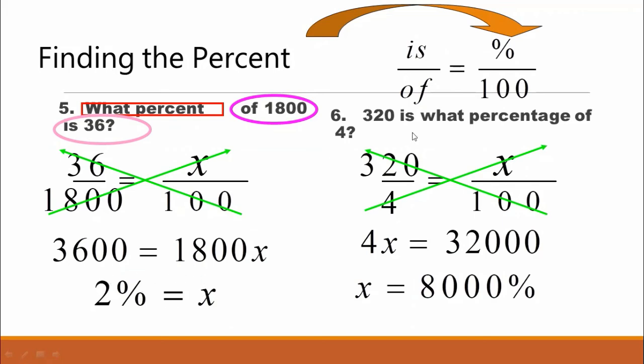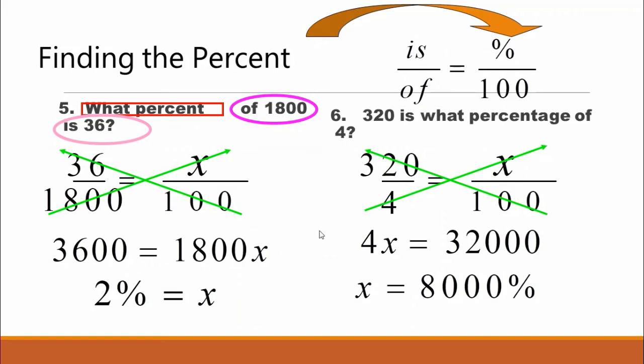Similarly, another example: 320 is what percentage of 4? 320 represents the part. What percent? Percent is unknown. Of 4, so 4 represents the whole.